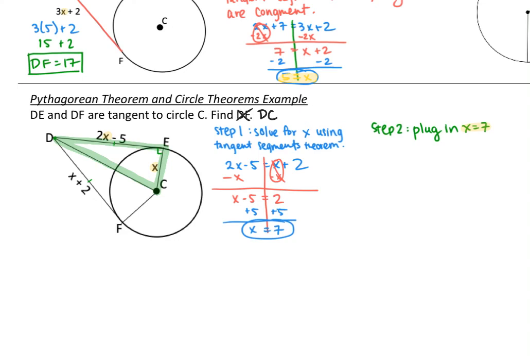Okay, so plugging in x equals 7, this is 2 times 7 minus 5. So that's 14 minus 5, which is 9. So this line segment is 9, which means this one is also 9. And then I'm just going to plug in x here. Since x equals 7, the radius of my circle is 7. Okay, the last step, step 3, is we're going to use the Pythagorean theorem to solve for the missing length.